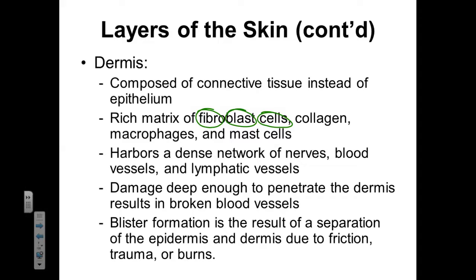We also have many macrophages present in the dermis. Recall, a macrophage is a phagocyte. It is a large cell that will phagocytize pathogens that it is exposed to. And then we have mast cells. Those mast cells are a cell of the immune system that help to mediate immune functions, particularly allergic reactions. We're also going to have a very dense network of blood vessels, nerves, and lymphatic vessels within the dermis.